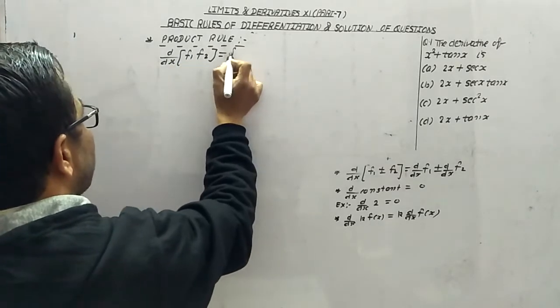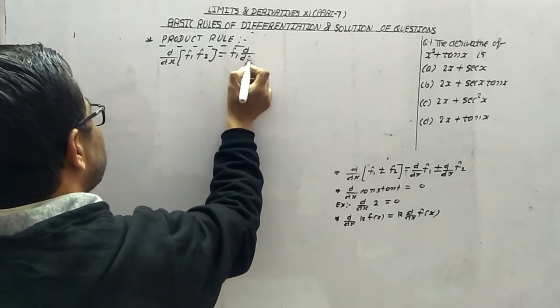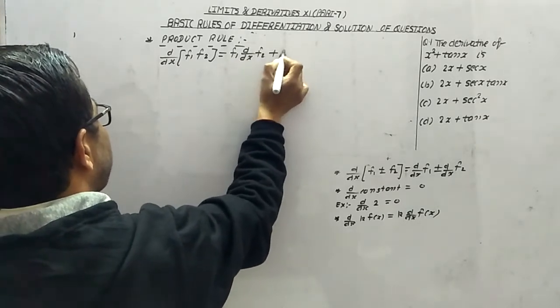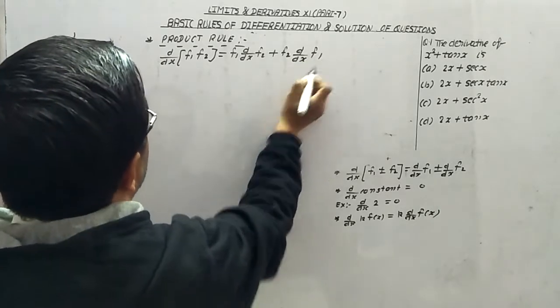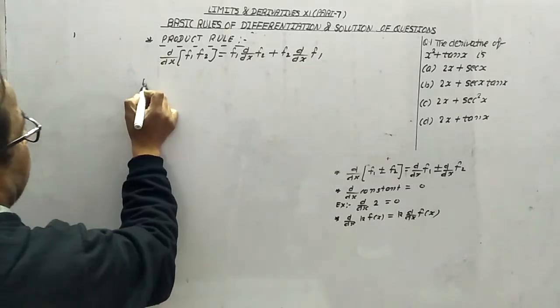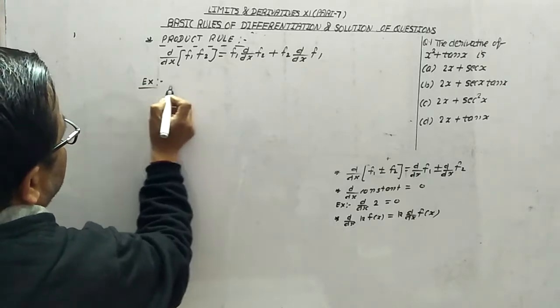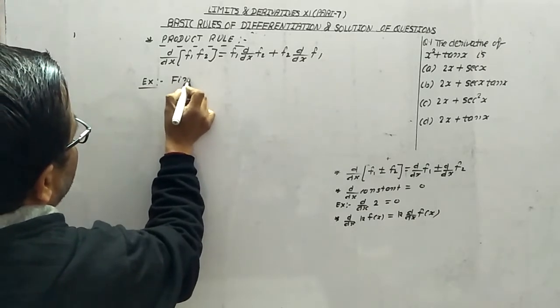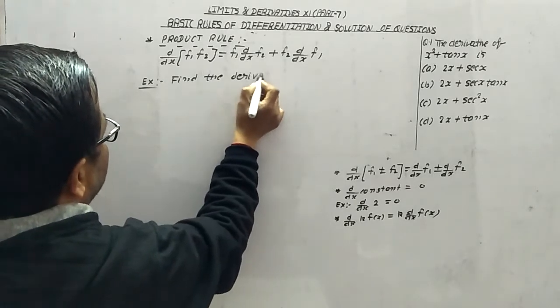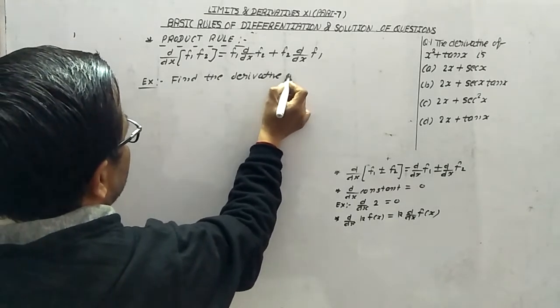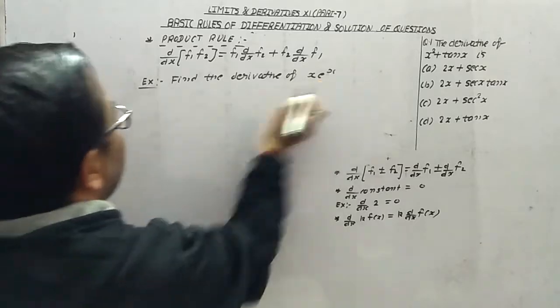Then what is the rule? First function as it is, differentiation of second one, plus second function as it is, differentiation of first one. This is the rule if we have two functions in multiplication. Look at this thing. If the question is coming, find the derivative of x into e raised to power x.